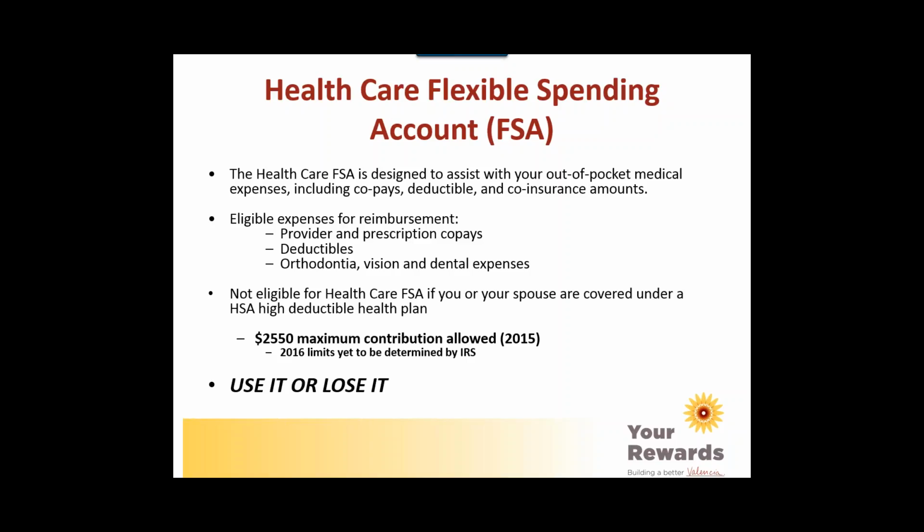The IRS sets a maximum contribution limit of $2,550. The 2016 limits are yet to be determined. And the main difference between a flexible spending account and a health savings account is the use it or lose it option. With a flexible spending account, you set that money aside at the beginning of the year, and you have to use all of it or you do not get to use it again. With the HSA, you pick an amount, but if you don't use all of it at the end of the year, it does roll over.